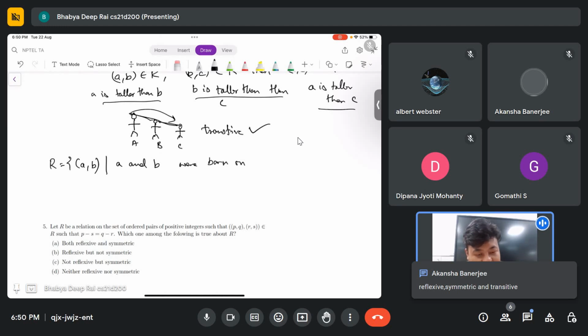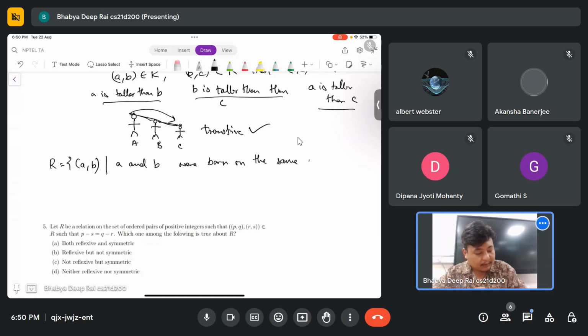Akanksha says reflexive, symmetric, transitive. Albert says reflexive. Okay, good. Let's wait for a few moments.